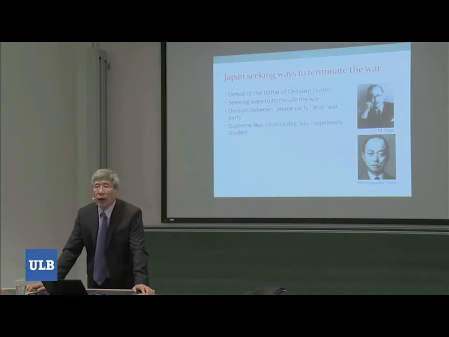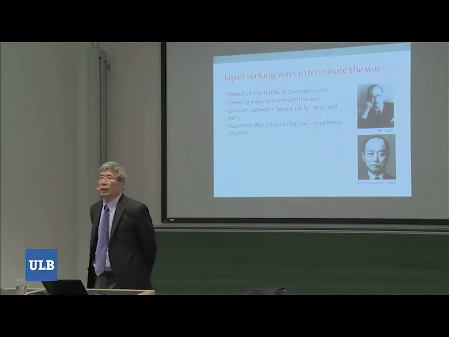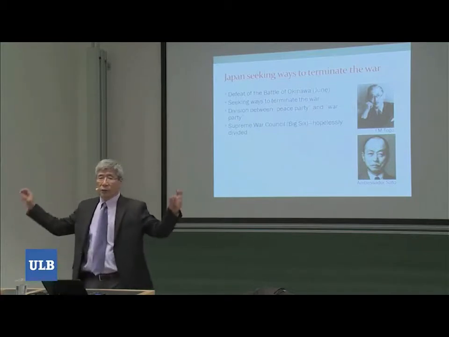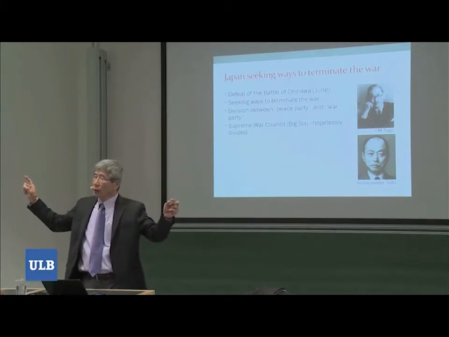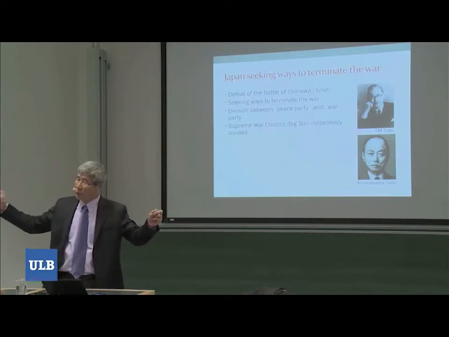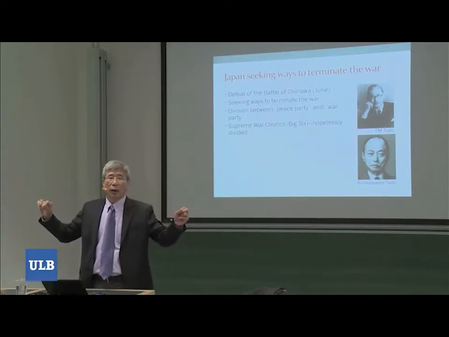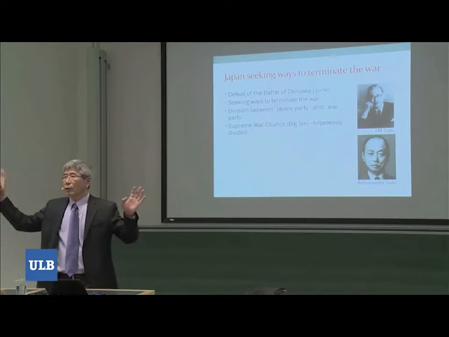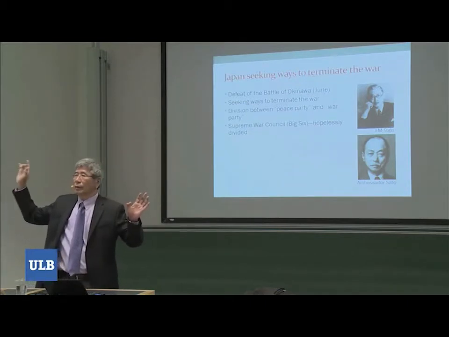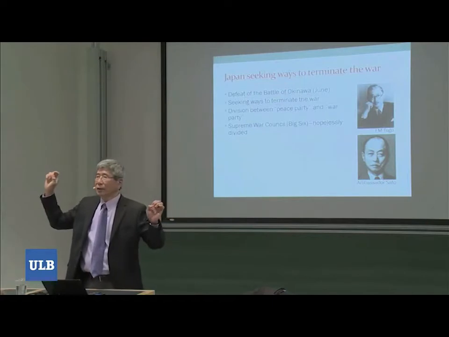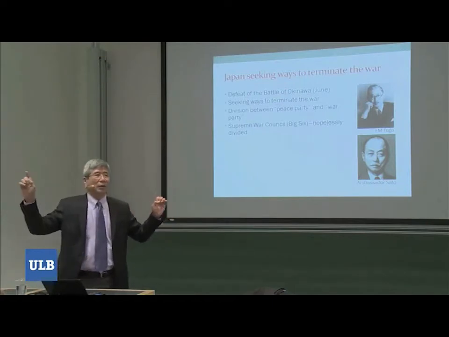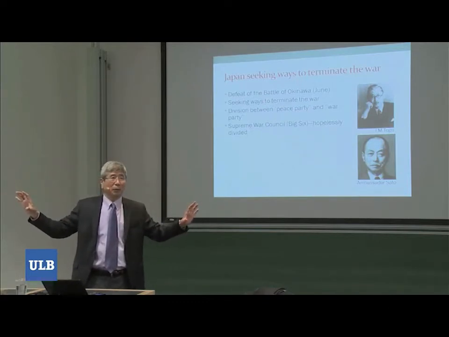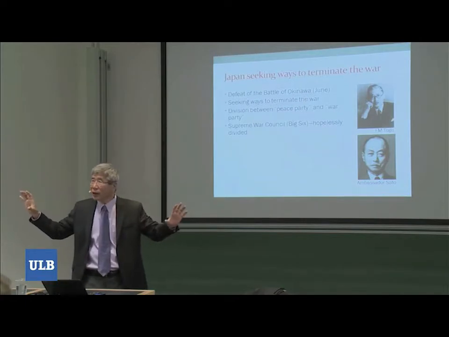The highest organ of decision-making in Japan is called the Supreme War Council, the Big Six. That is Prime Minister Suzuki, Foreign Minister Togo, Navy Minister Yonai, and then three hawks: Army Minister Anami, the Army Chief of Staff, and the Navy Chief of Staff. So it is three and three, hopelessly divided and stalemated.